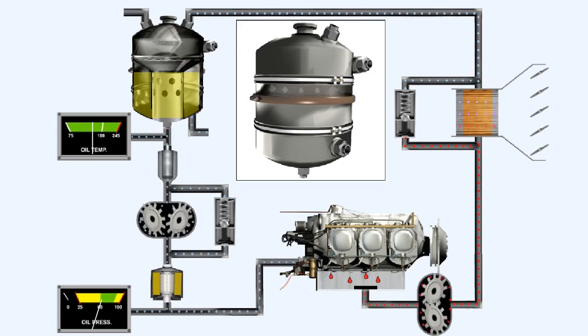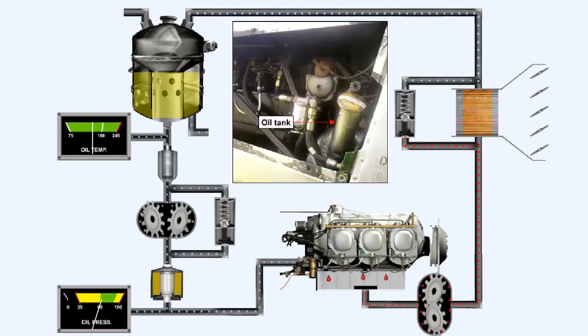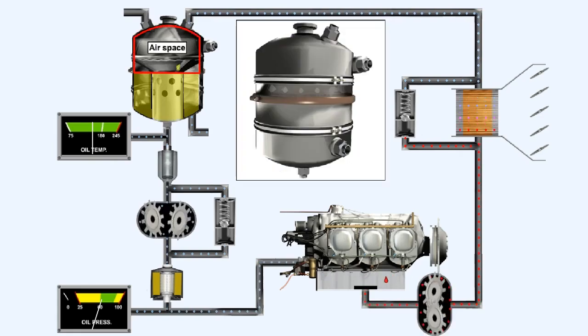Oil tanks are made of sheet metal, suitably baffled and strengthened internally to prevent damage due to the oil surging during aircraft maneuvers. The tank is placed, whenever possible, at a higher level than the engine to enable a gravity feed to the pressure pump. The tank forms a reservoir of oil, large enough for the engine's requirements, plus an airspace.